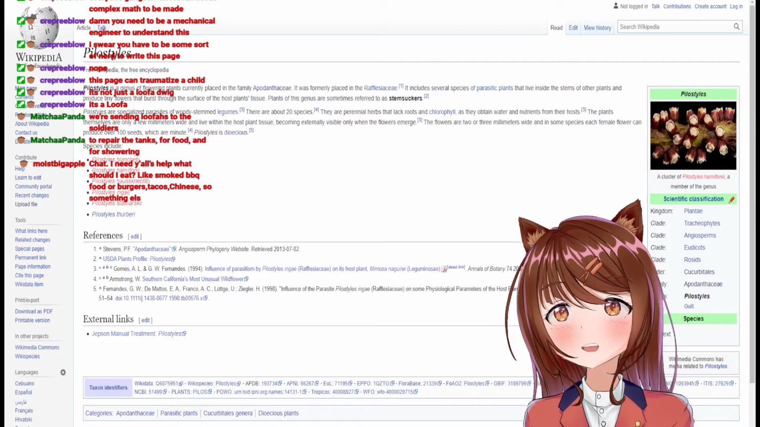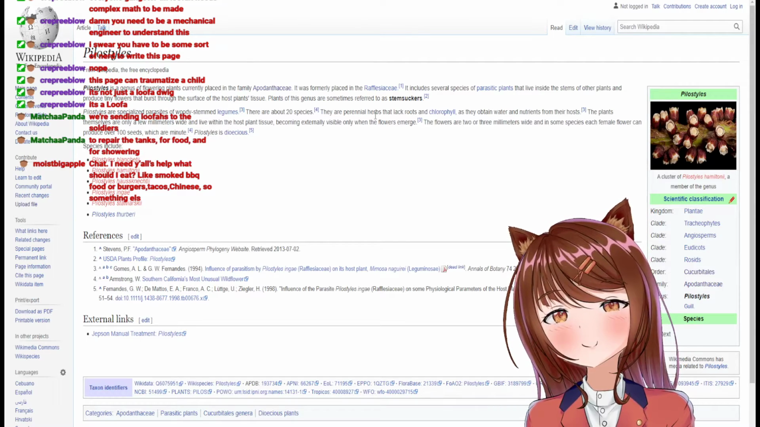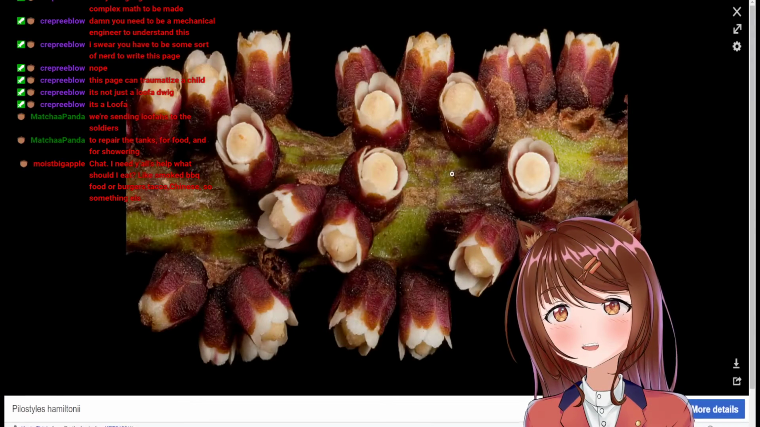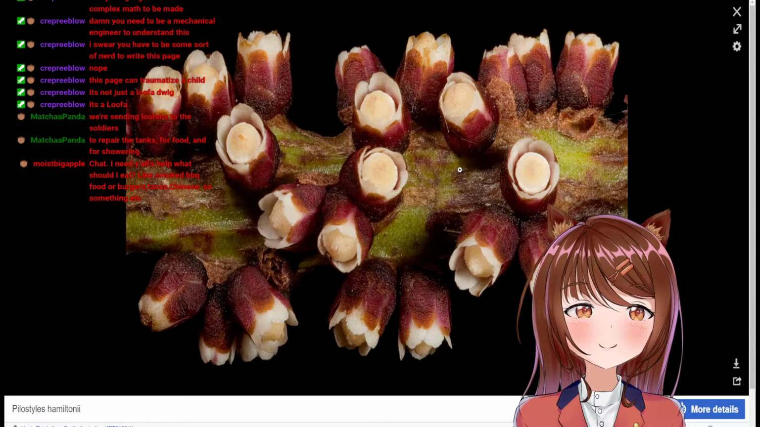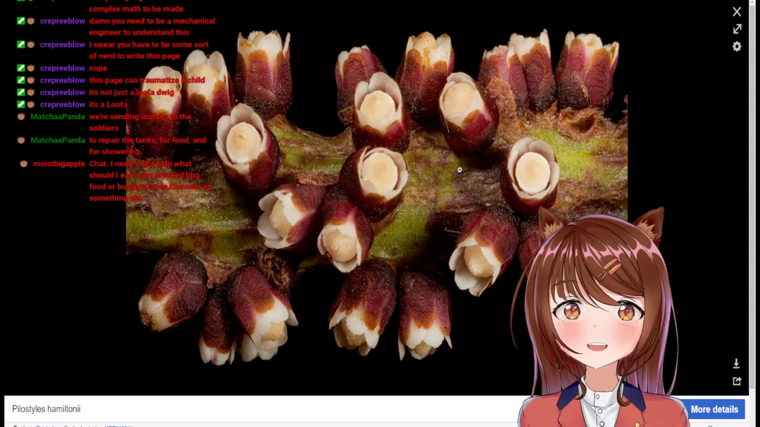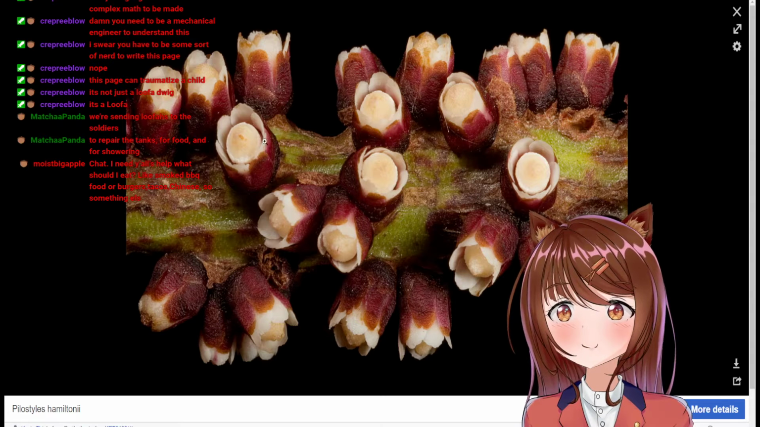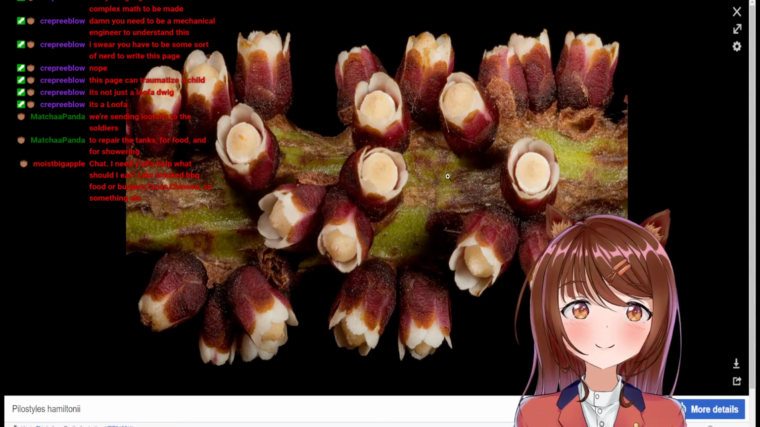Whoa, I'm looking at this. So they live in the stem, and then they're like, yo, you know what? I want a flower. I want a flower. So they pop flowers out through the skin on the stem of the plant that they're inhabiting. That's kind of scary.